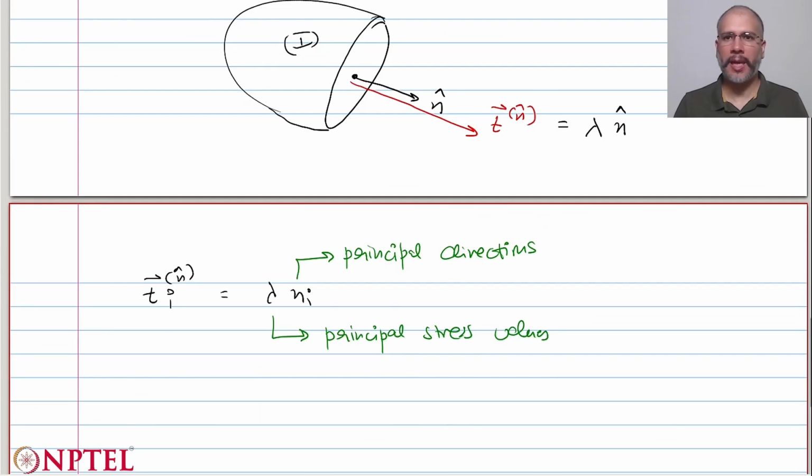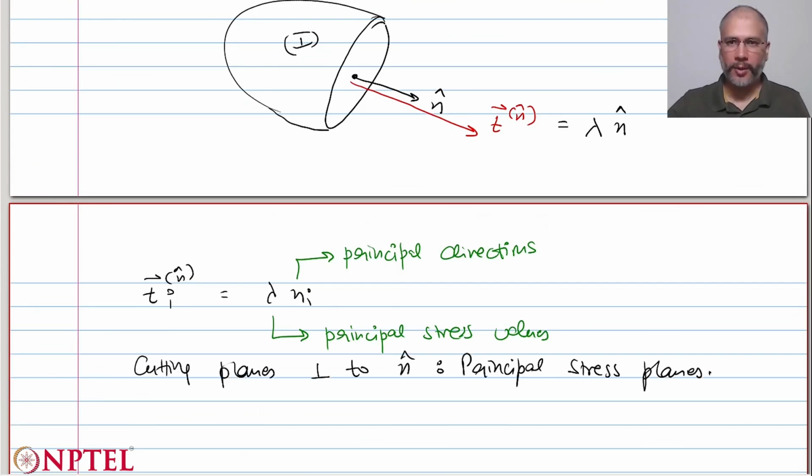So earlier we had called the lambdas as principal values. Now we call them principal stress values because sigma is the Cauchy stress tensor. So lambdas are principal stress values. And the plane which is perpendicular to n hat, that is the cutting plane or the cutting planes, are called principal stress planes. So as we said, there is purely a normal stress on these principal stress planes, and there is no shear stress, that is, there is no component of the traction vector along the plane in these principal stress planes, as we can see from this figure.